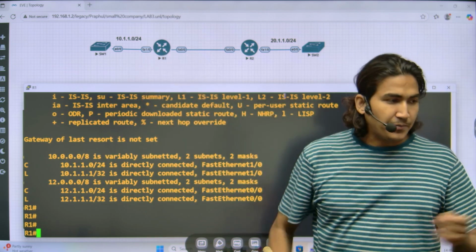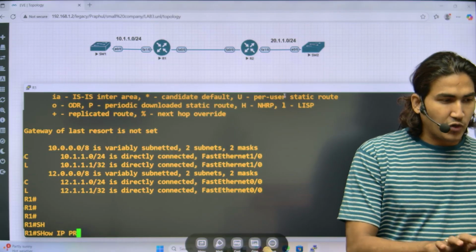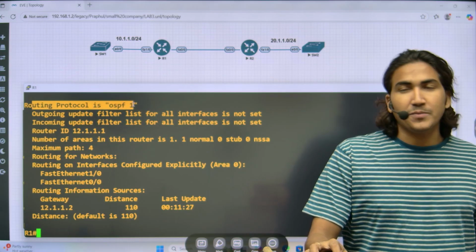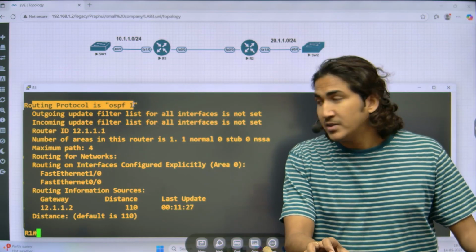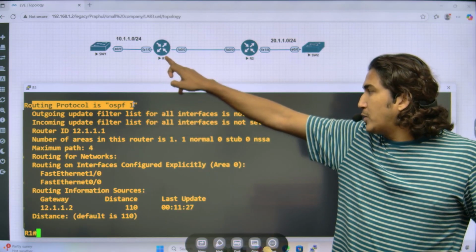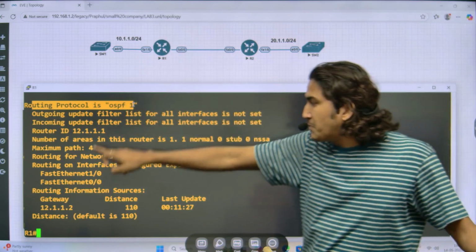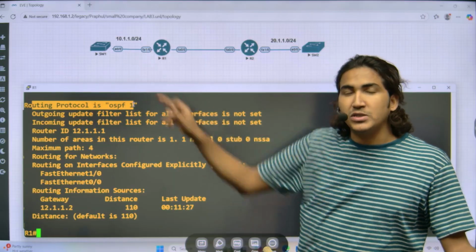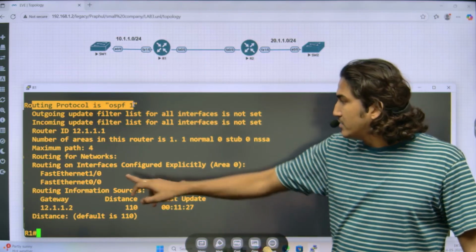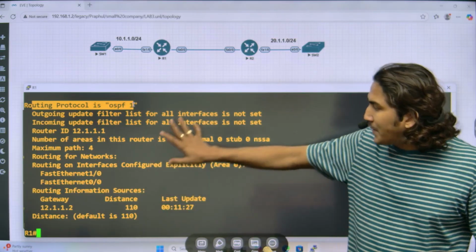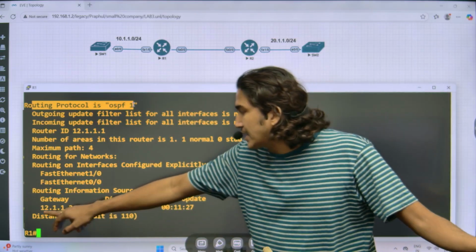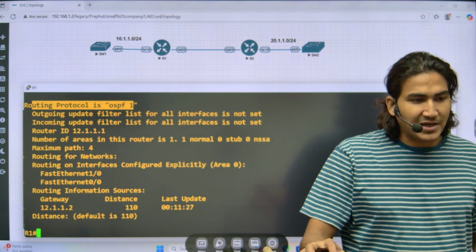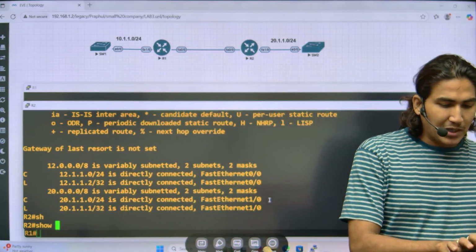Let's verify the routing protocol here. The command is going to be show ip protocols. Through show ip protocols, you can check your routing protocol. So you can see the routing protocol is OSPF process 1, right? My routing protocol on router number 1 is OSPF process 1, and OSPF is enabled on both interfaces, guys, F0/0 and F1/0. You can see here there is no passive interface configuration, and here you can see the gateway is 12.1.1.2 for router number 1. Very good.